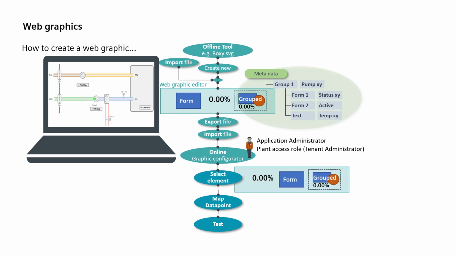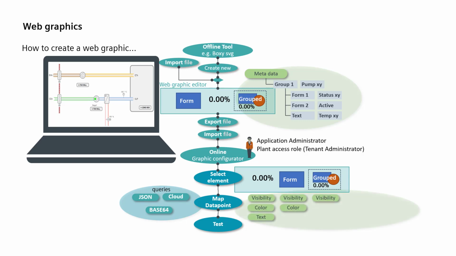The web graphic element needs to be selected and mapped with the data point using one of the mapping queries. Depending on the element, several options are possible to hide or change its color. For example, a text element is mapped with the data point value. Additionally, the value can be hidden, or the text can change the color. The form element can change its color, and can be hidden. The grouped element can be hidden or visible. All elements can change their state through binary or multi-state inputs, as these data points must also be mapped.